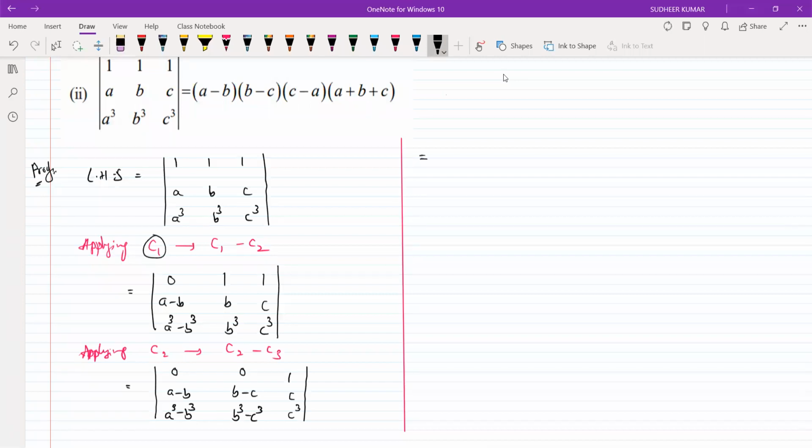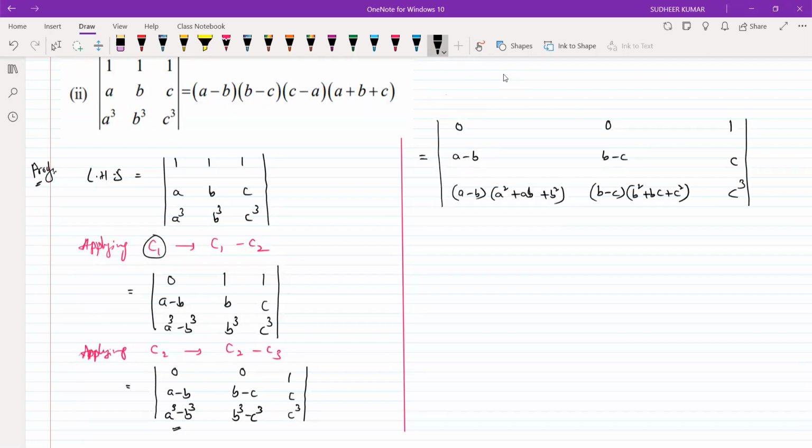So here you should recall this formula, then you can understand it. So this is 0. This is A minus B. The A cube minus B cube formula is A minus B into A square plus AB plus B square. Similarly, the next one, this is 0, B minus C. B cube minus C cube formula: B minus C into B square plus BC plus C square. The same formula, in place of AB, BC. That's it. And the third column is 1, C, C cube.